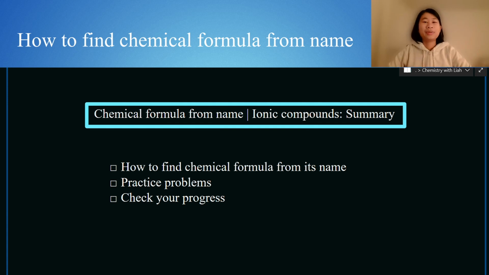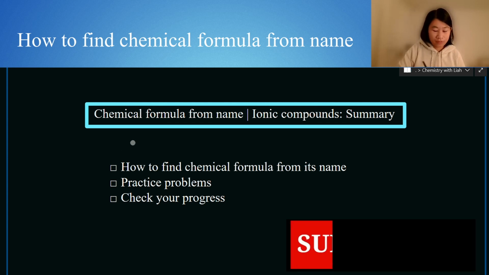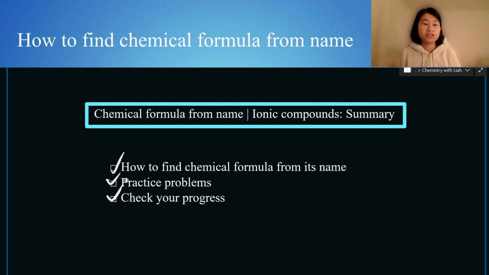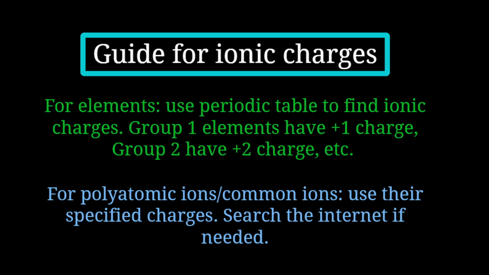Welcome. Today I'm going to be talking about how to find the chemical formula from the chemical name for ionic compounds. So first I'm going to give you a few steps to find the chemical formulas. Then I'm going to give you some practice problems, and I will also provide some extra examples so you can check your progress with this topic.